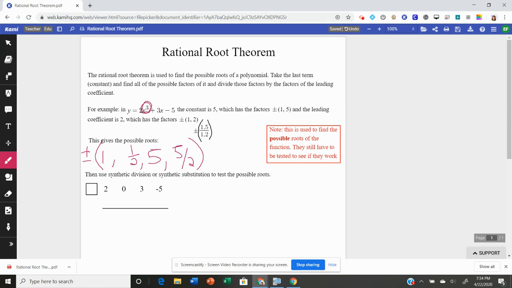We've gone over synthetic division and synthetic substitution. Whichever method you prefer is completely fine here. And if you have your graphing calculator handy, I'll show you how to do a shortcut on there as well.